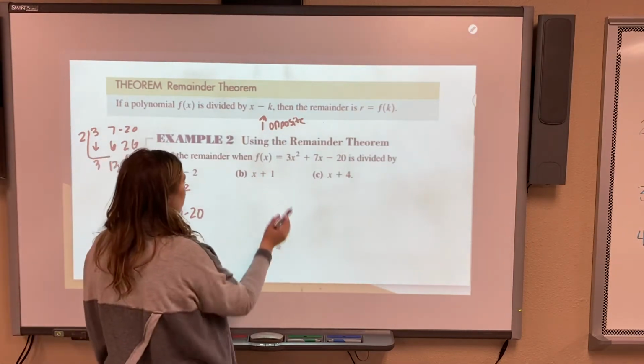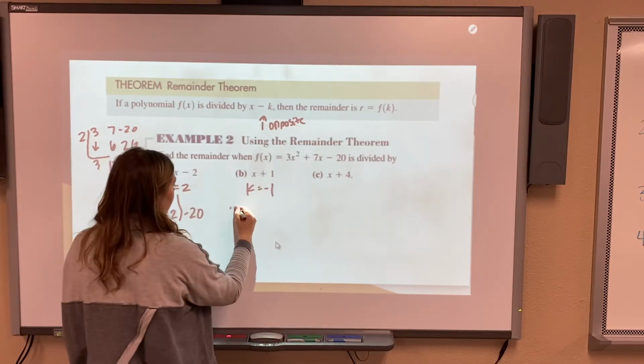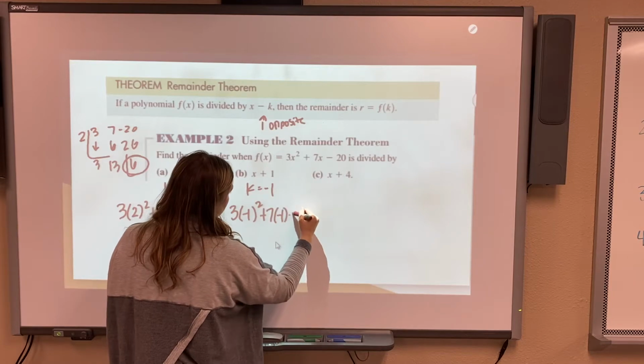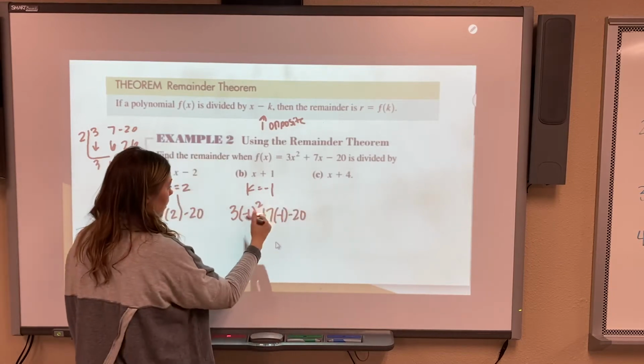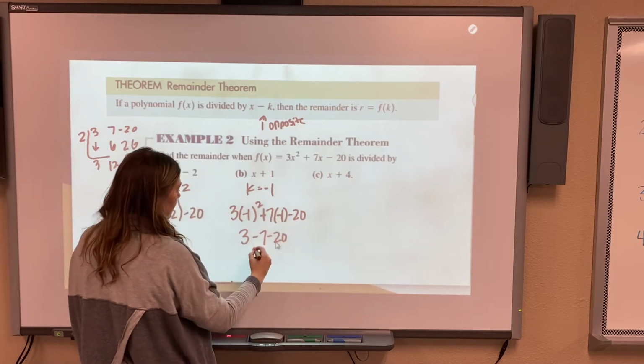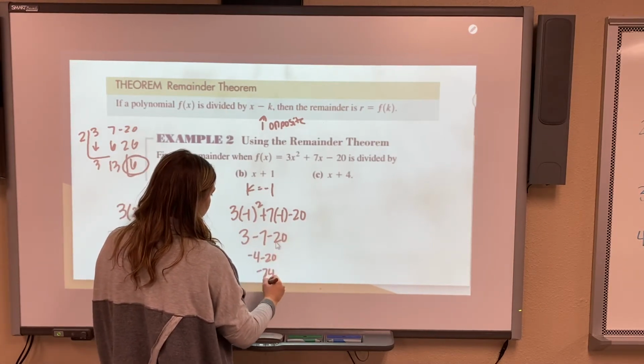Okay, x plus 1. So our k is our negative 1. So we're going to plug that in. 3 times negative 1 squared plus 7 times negative 1 minus 20. Negative 1 squared is 1 times 3 is 3 minus 7 minus 20. 3 minus 7 is negative 4 minus 20. We get negative 24. So there's that remainder.